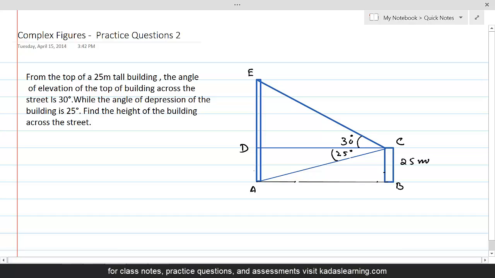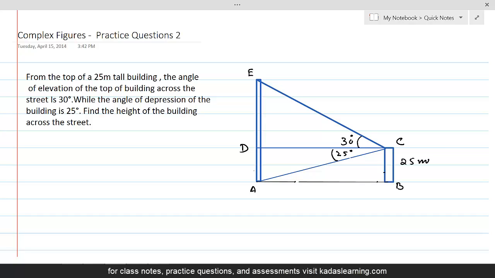Angle of elevation is made when you look at a point above the level of your eye, and when you look at a point below the level of your eye, that is called the angle of depression. So the angle of depression here is 25 degrees and the angle of elevation is 30 degrees. We need to find the height of the taller building across the street, which is AE.